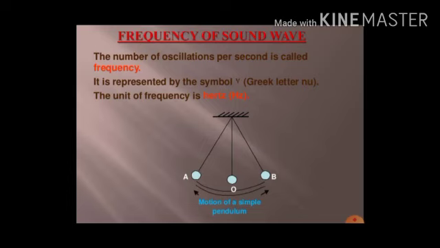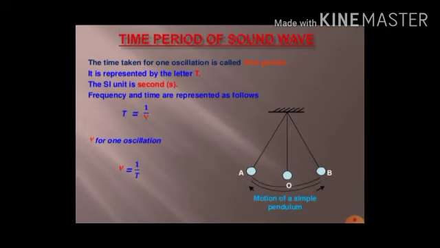It is represented by the symbol nu, and the unit of frequency is hertz, symbol Hz. The second characteristic of sound wave is time period. The time taken for one oscillation is called time period. To complete one oscillation, how much time it takes is the time period of that simple pendulum. It is represented by the letter T, and the SI unit is seconds. Time is measured in seconds.